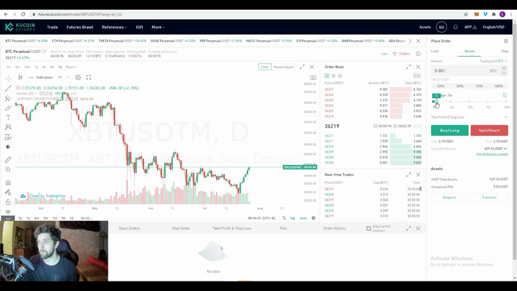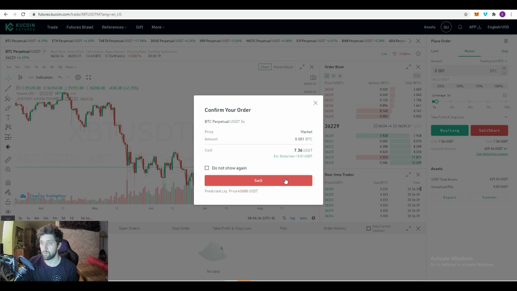So for this trade, we're going to go with a ×4. So it's only going to cost us around $9. So once you have all of this set and you have your leverage ready, you would want to hit sell and short. And then it's going to ask you if you want to sell, hit sell.